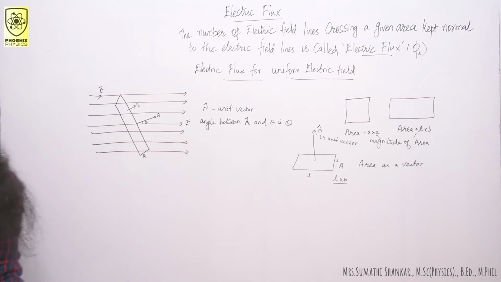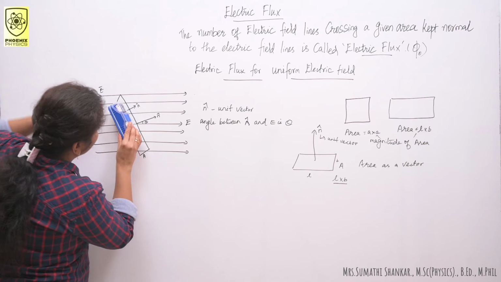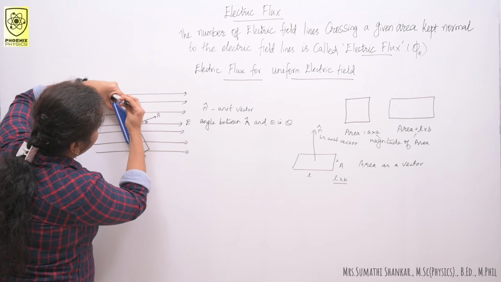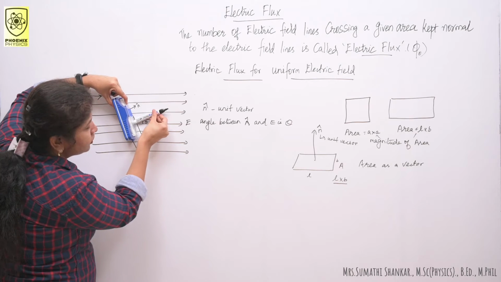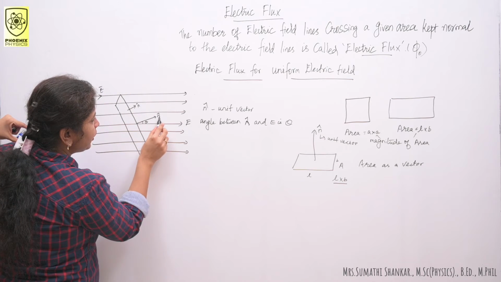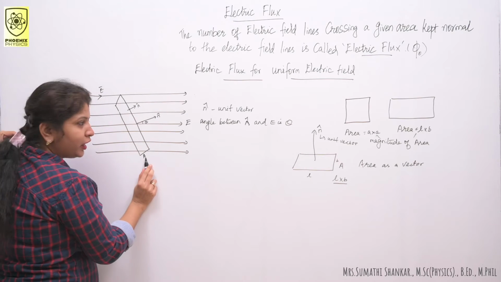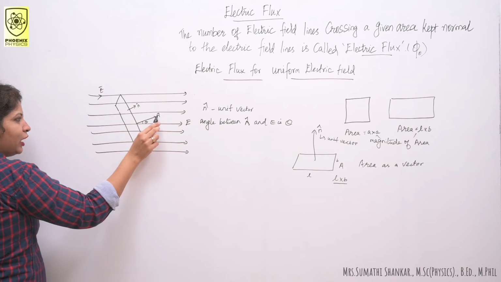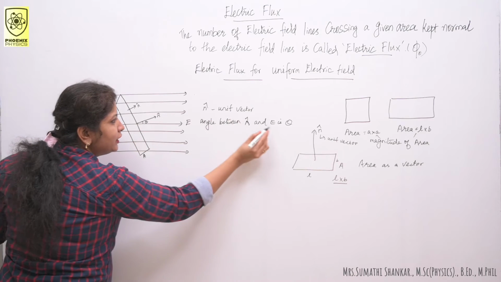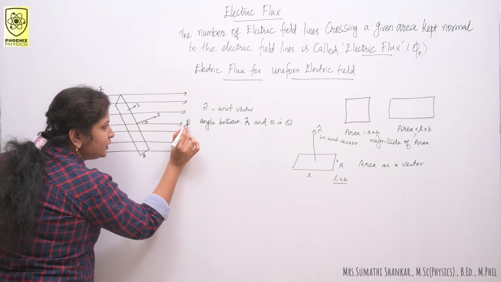The area is like this. Perpendicular means like this. So n cap is drawn perpendicular to the area A. And this n cap makes an angle theta with the E vector.